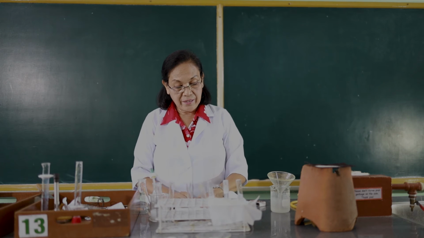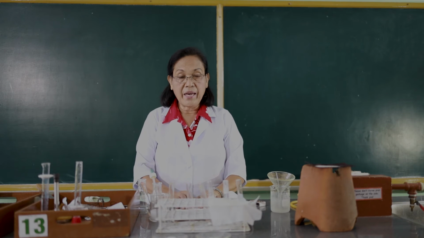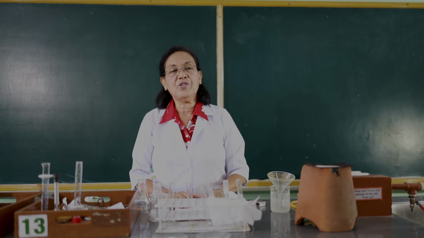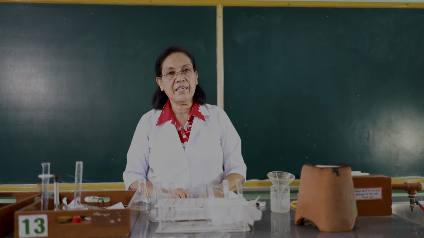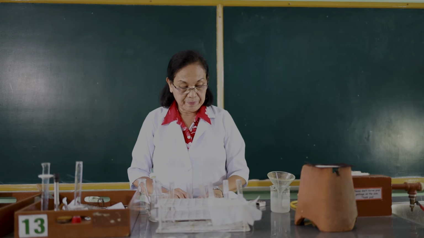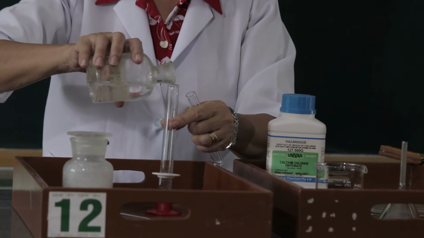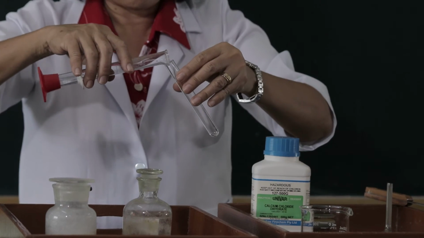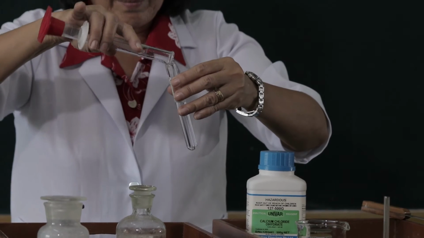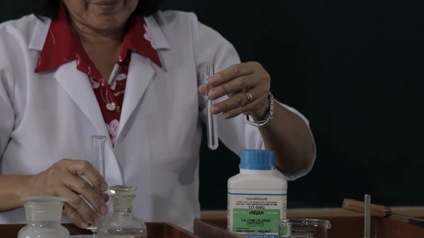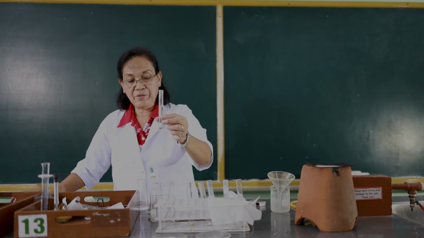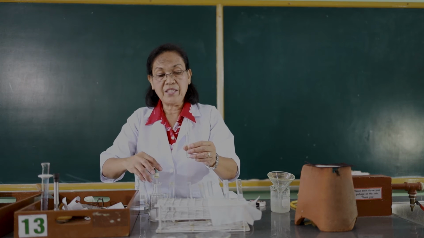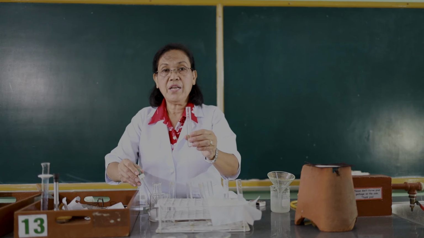We are asked here to get 10 ml of the calcium chloride solution and add soap solution drop by drop into it until a good lather is formed. This is the calcium chloride solution. And onto it, we're going to add drop by drop this soap solution until a good lather is formed.